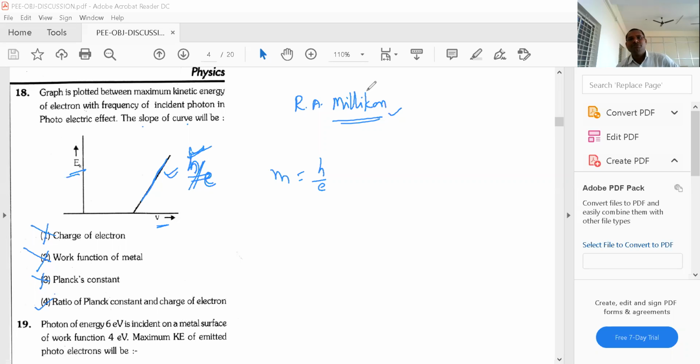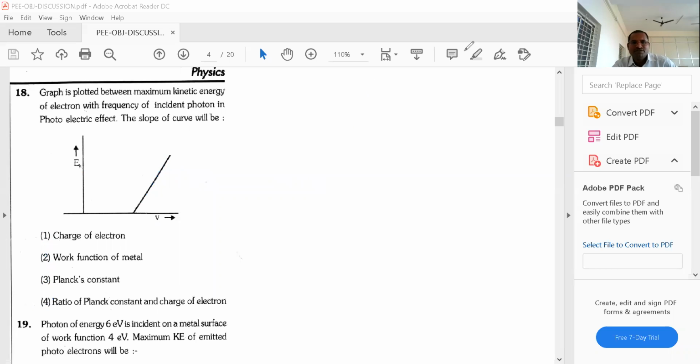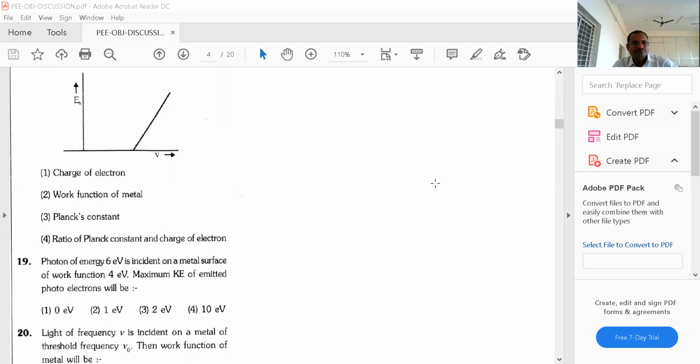Clear? It is a conceptual question. You need to know this. Clear? Students, understand? Next, question number 18 is over. 19th question. What have they given?